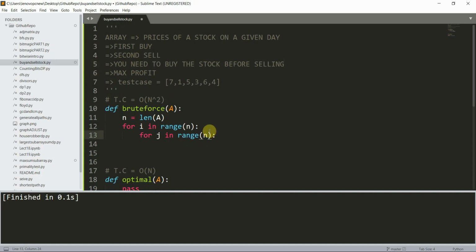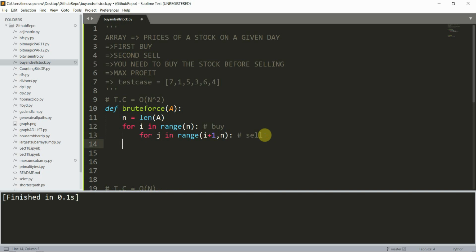So for selling one, you need to do this as i plus 1 comma n. Perfectly fine, because if this for loop is for buy, then this for loop is for sell, and you can only sell after buying it. That's why I did i plus 1, because you can only sell after buying it.